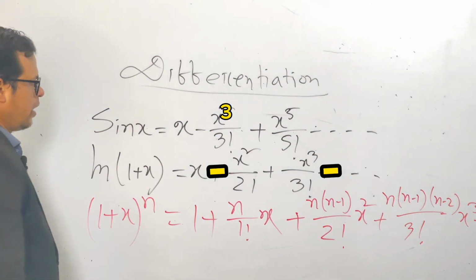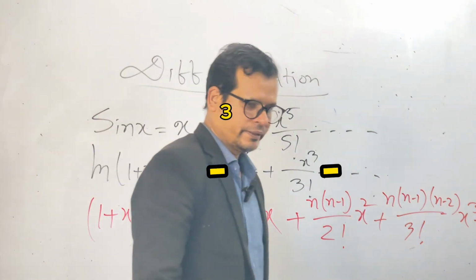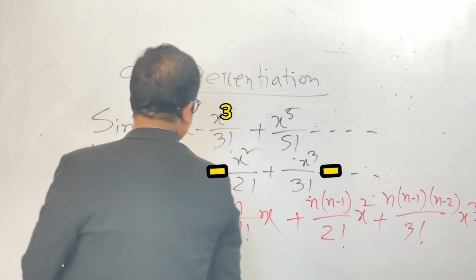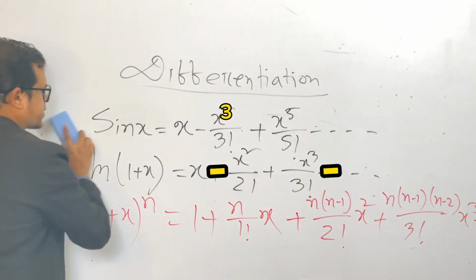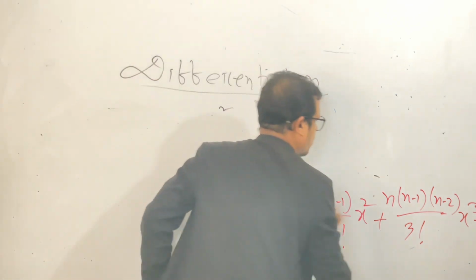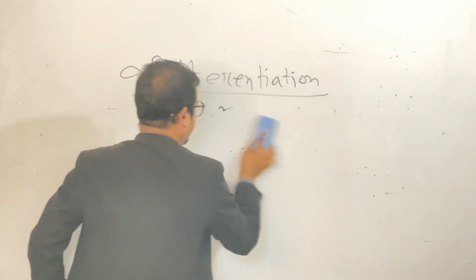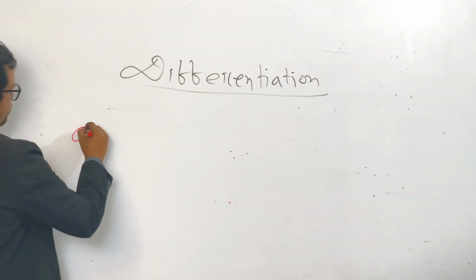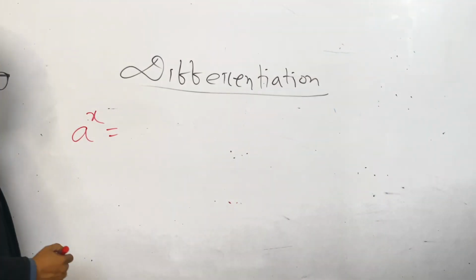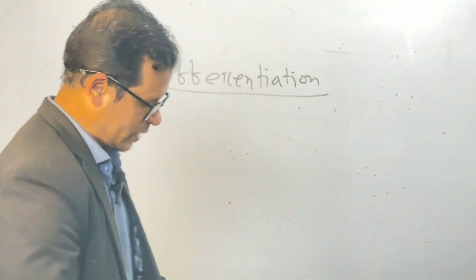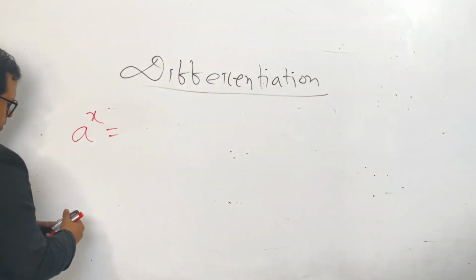Anyway, guys, I have given 3, 4, 5, 6 equations or series. Now I will give another formula, a to the power x. What is the series of a to the power x? Can anybody tell me? I have to remember this actually.